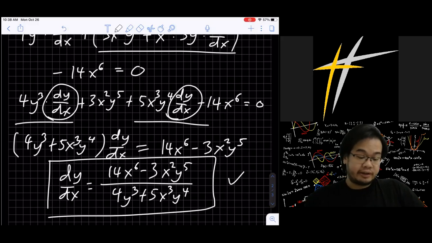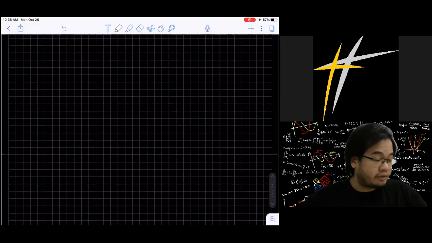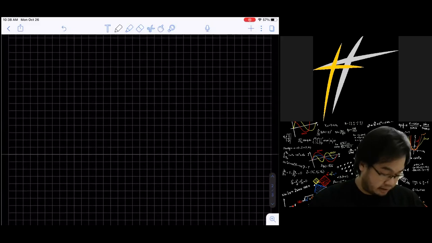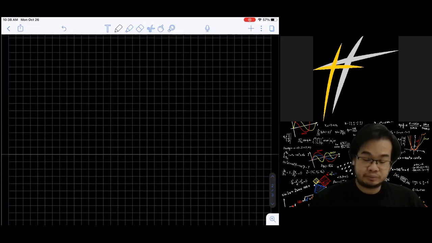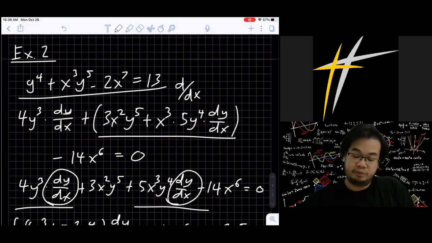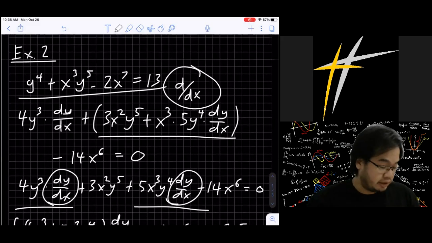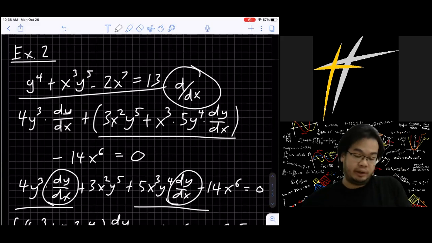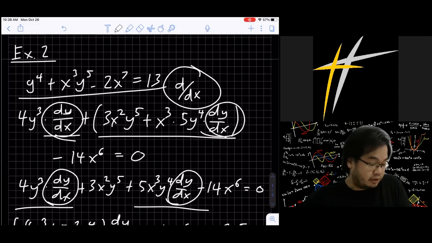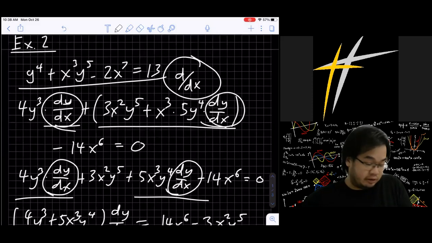Next I'm going to read to you the technique, page 171. Technique: implicit differentiation. To find dy/dx for a relation whose equation is written implicitly, first differentiate both sides of the equation with respect to x. This is what I did. Obey the chain rule by multiplying by dy/dx each time you differentiate an expression containing y, and then isolate dy/dx.